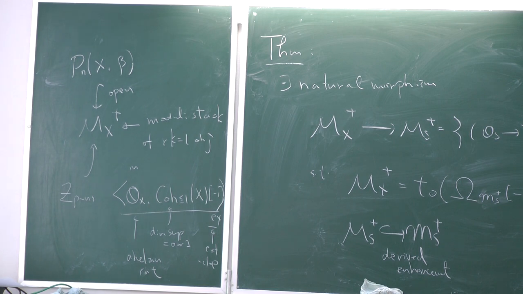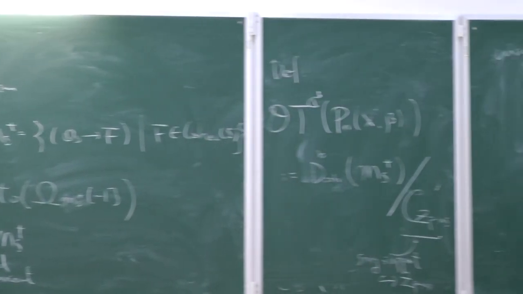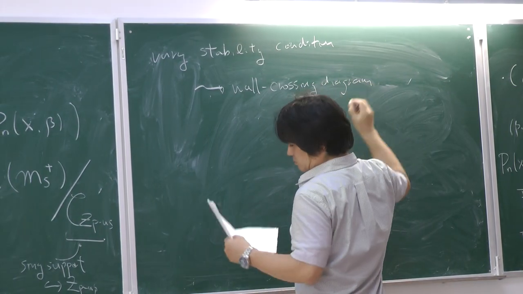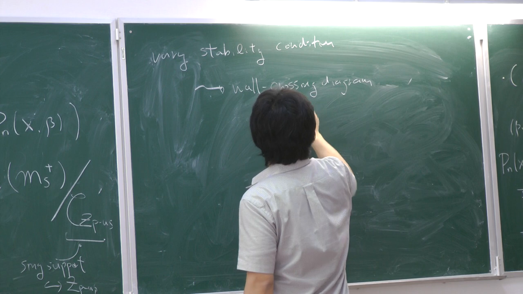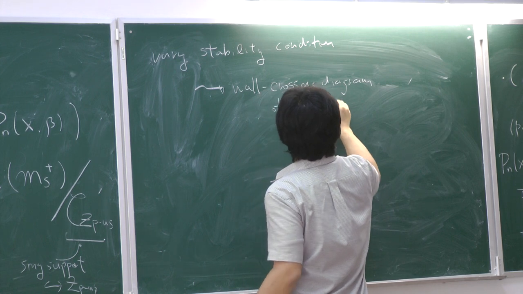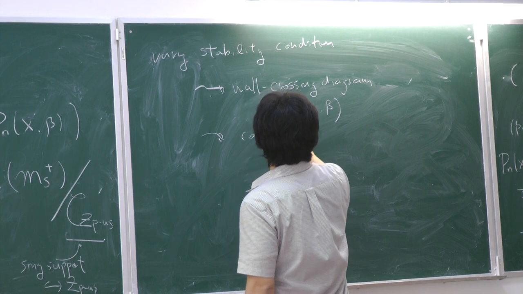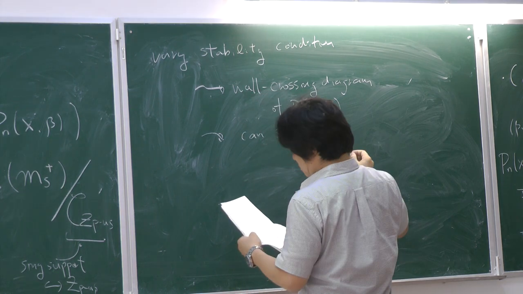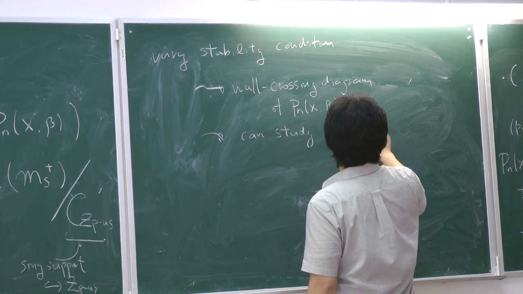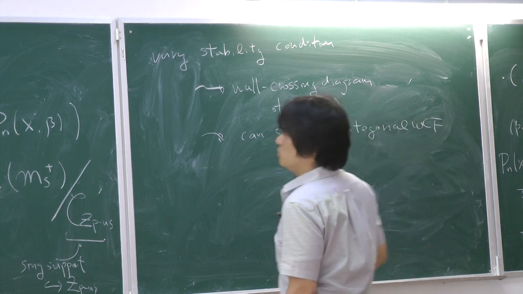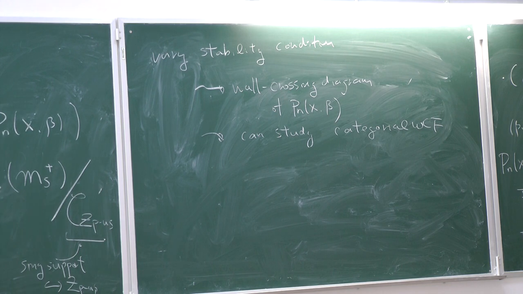So the wall-crossing diagram. So we can study the categorical wall-crossing formula. The easiest case of this study is when the curve class beta is irreducible.